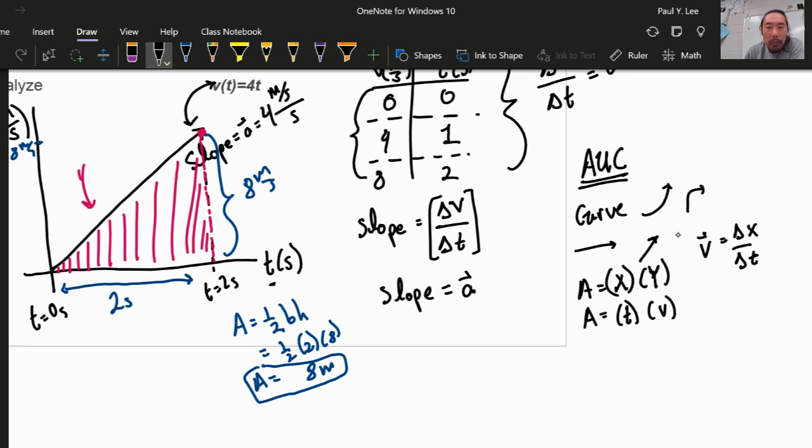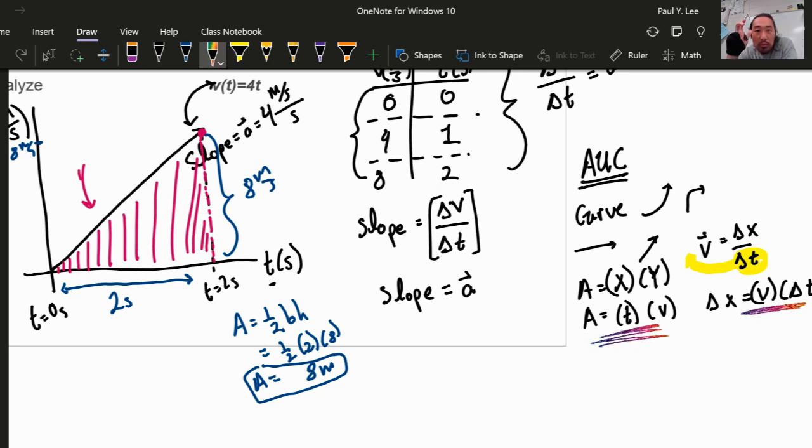Ooh, are you seeing what I'm seeing? If we move this denominator over here to the other side, what we get is delta x is velocity times the change in time, which matches up with what we just discussed over here. So you can rearrange the formulas that are given to you to find other variables.